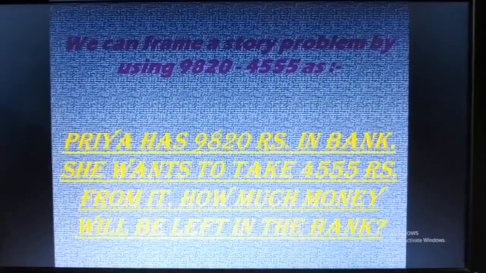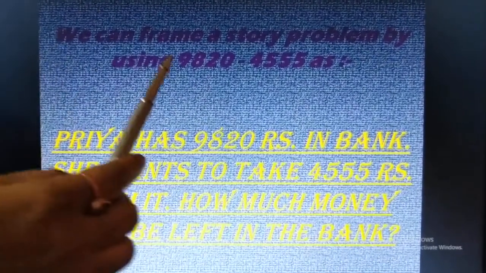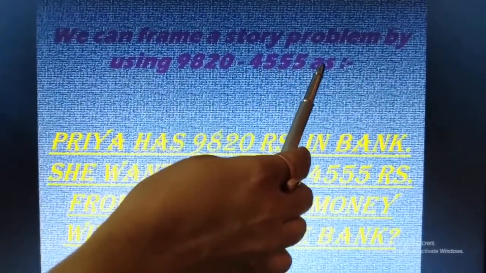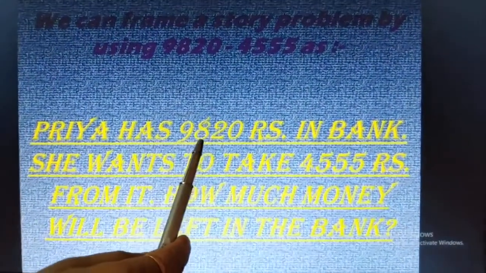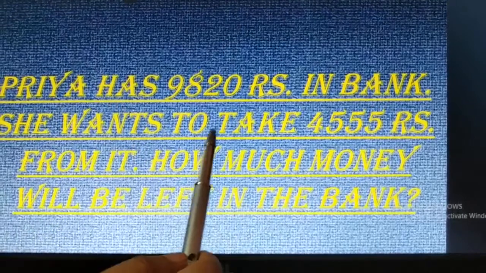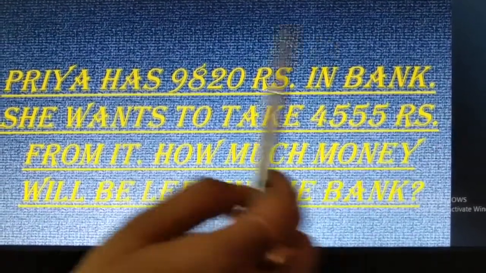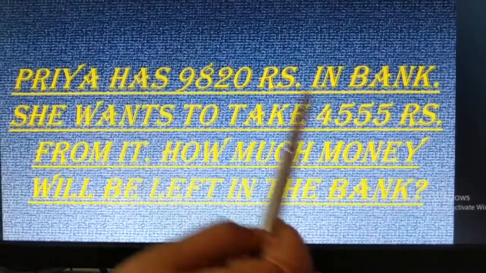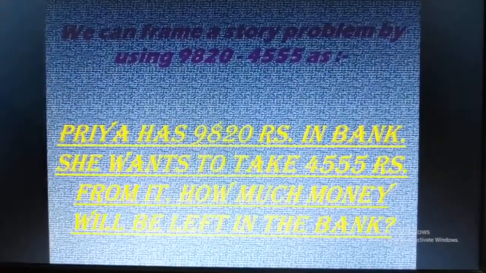Now we can frame a story problem by using 9820 minus 4555. Priya has 9820 rupees in the bank. She wants to take 4555 rupees from it. How much money will be left in the bank? This is the story problem. So we can solve this also.